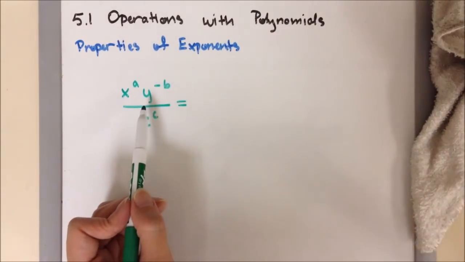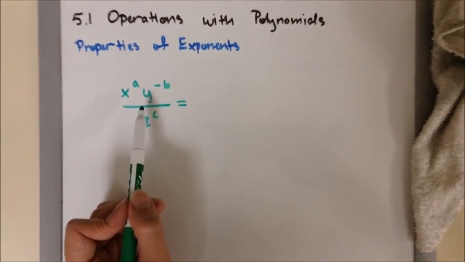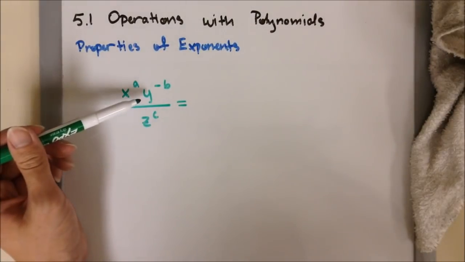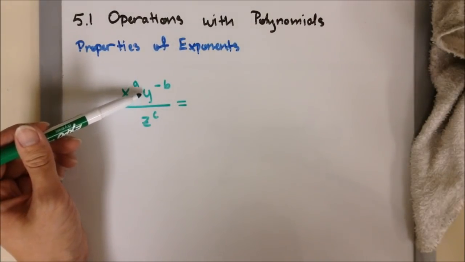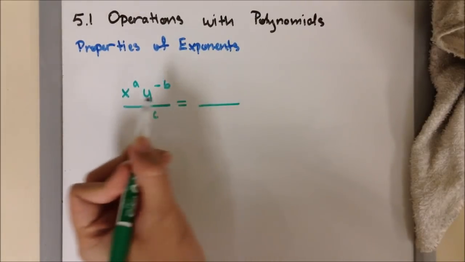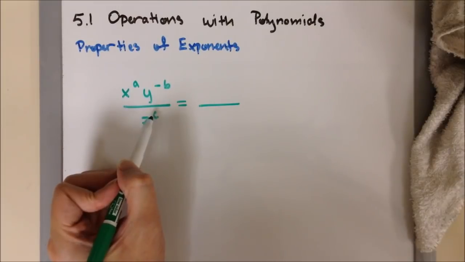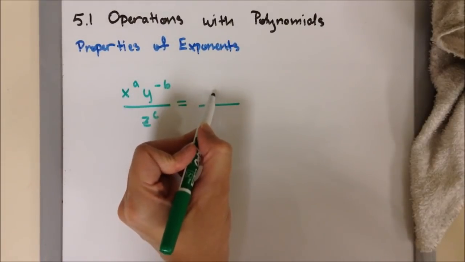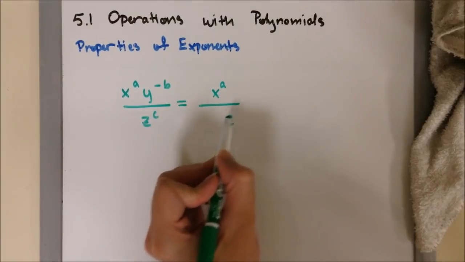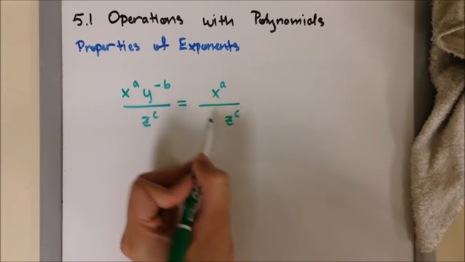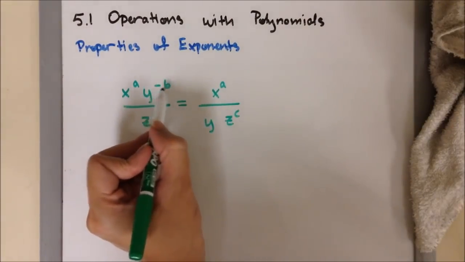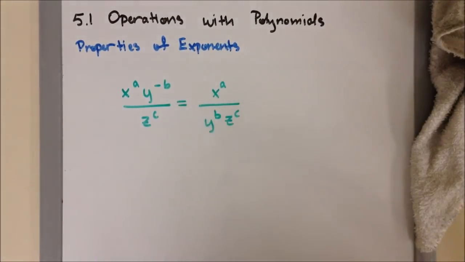Since we have y to the negative b power, I'm going to move my y to the opposite side. At the moment, it's on the top, so I'm going to move it to the bottom, the denominator. Everything else that has positive exponents will stay where they are, so my x to the a power will be at the top, and my z to the c power will stay at the bottom, and then my y will move to the bottom also, and instead of negative b, it will become positive b.